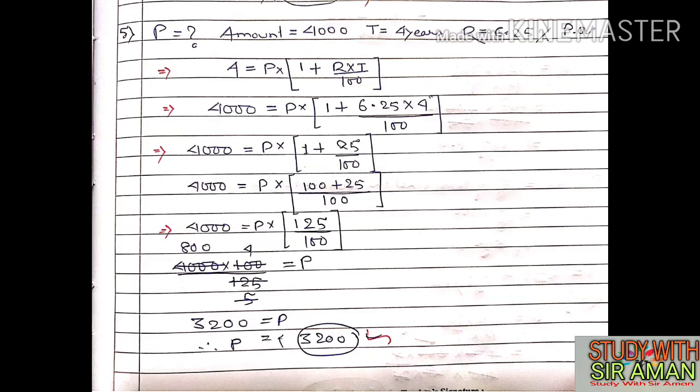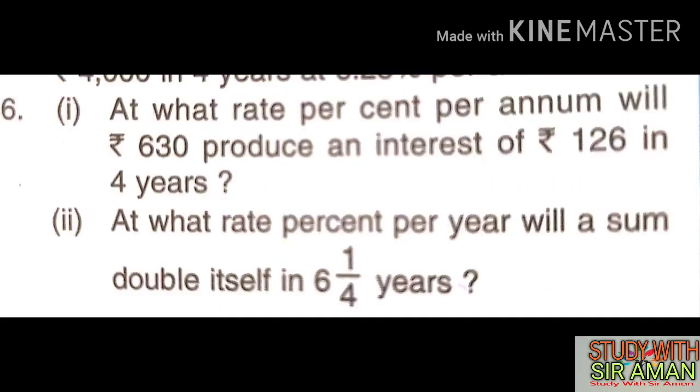Very important question. Okay. What rate? Question number 6.1. At what rate will 630 produce... Means 630 is principal, and interest is 126 in 4 years. Okay. 3 things are given.